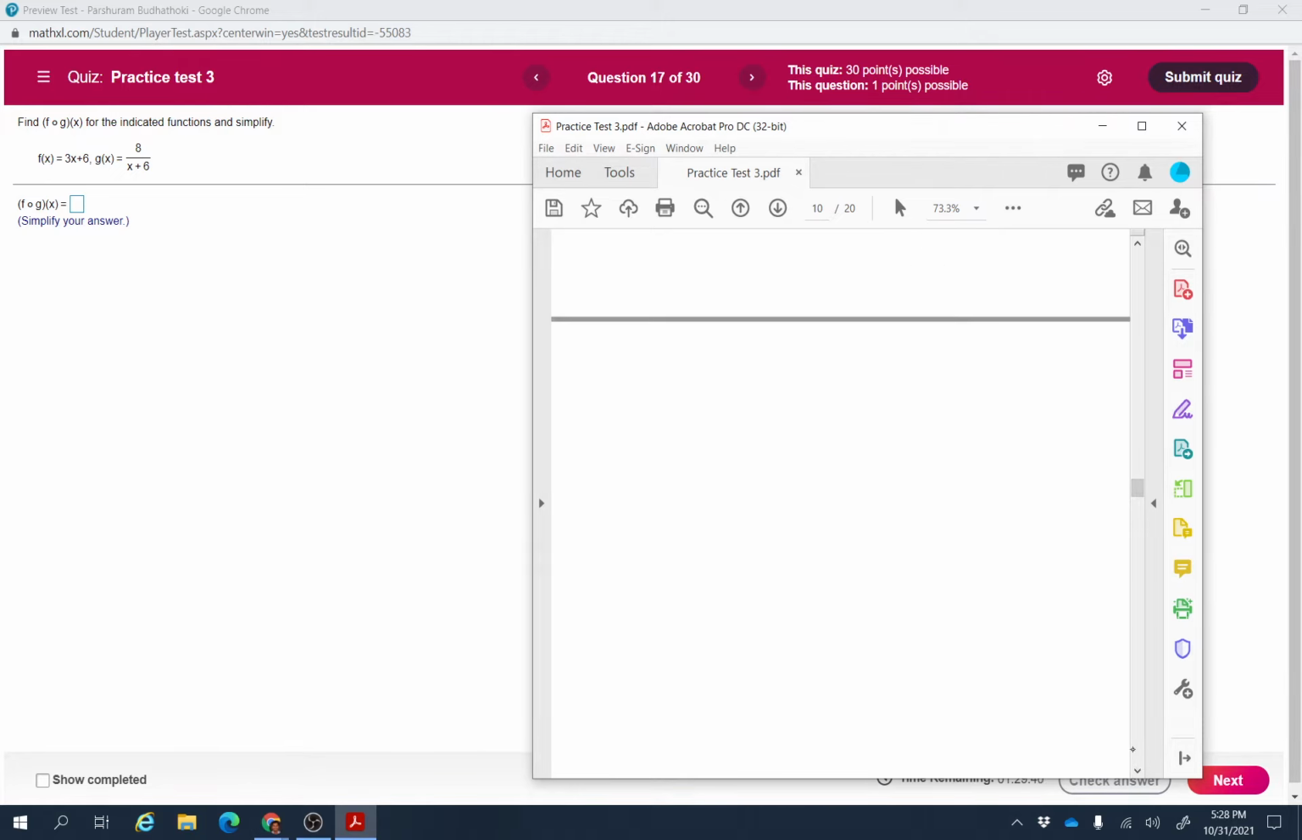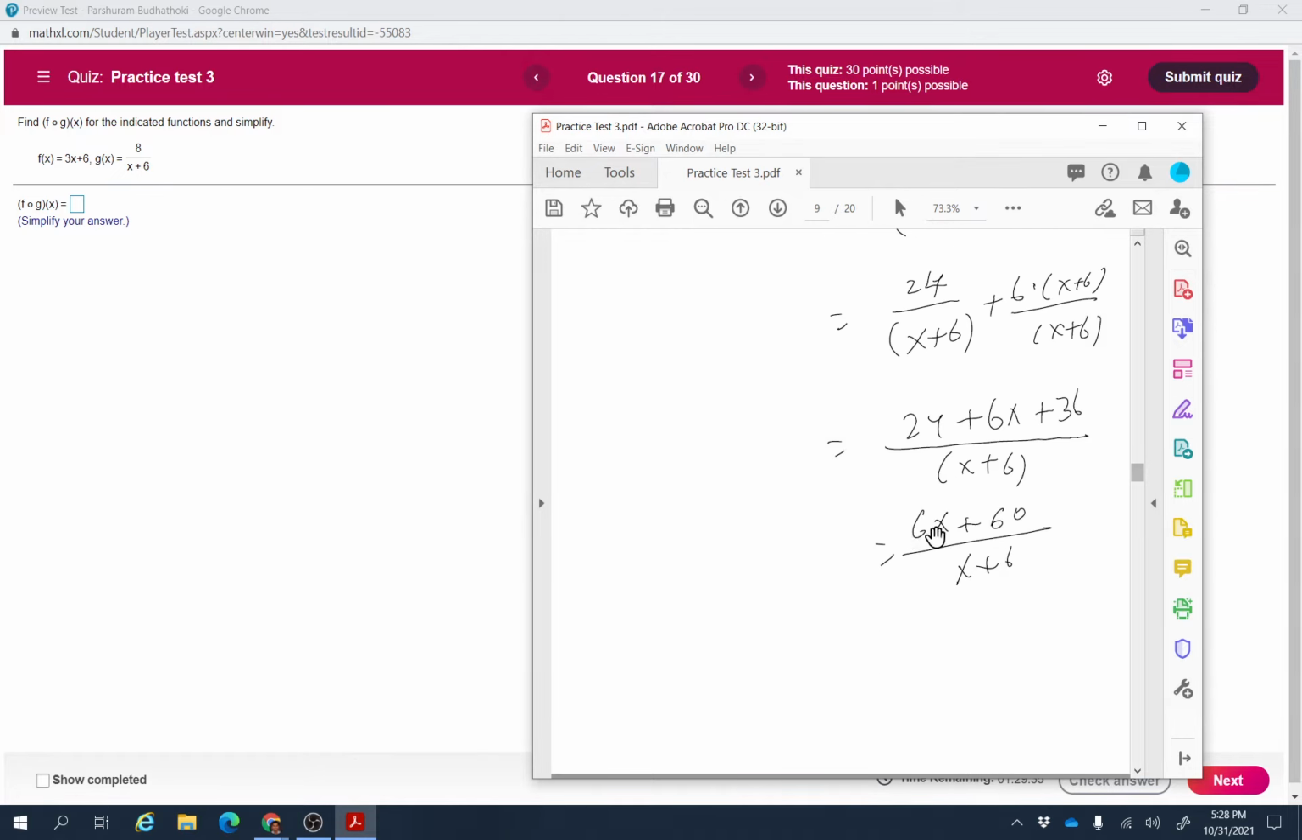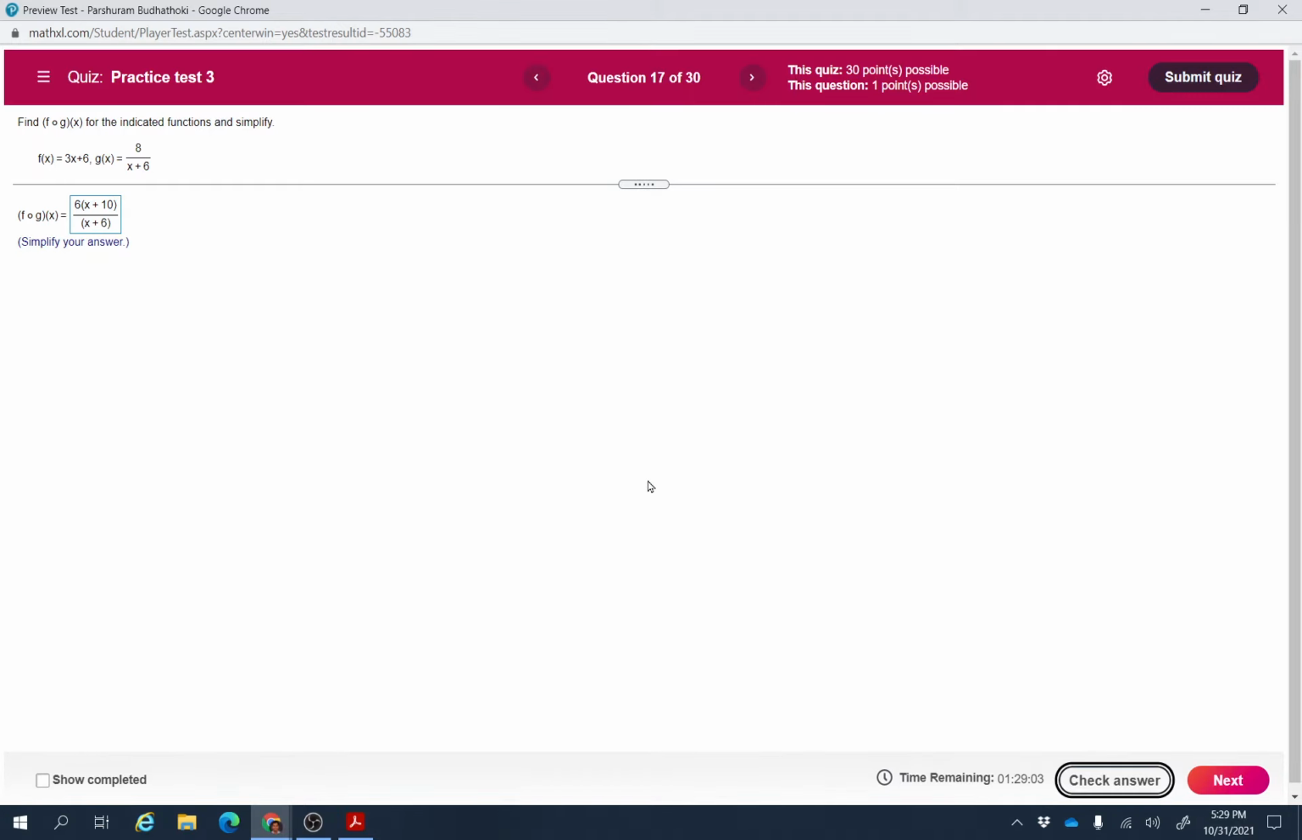So if I factor, okay, I did a little bit more here because we need to simplify as much as possible. So we need to factor the common factor on the top, which is 6x plus 10 over x plus 6. There is no common factor on the top and bottom, so we can just leave it like this. So the answer would be 6x plus 10 divided by x plus 6. We can write down this 6 on the top as well. That's the simplified form.